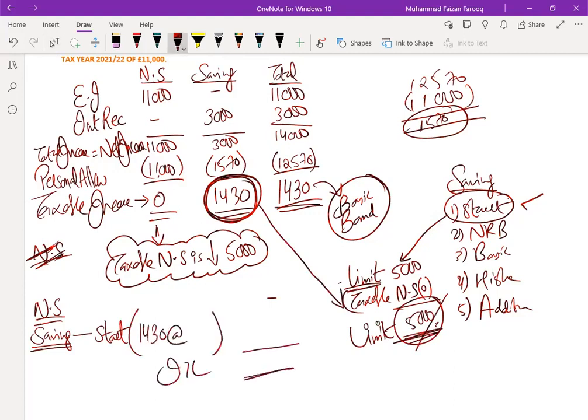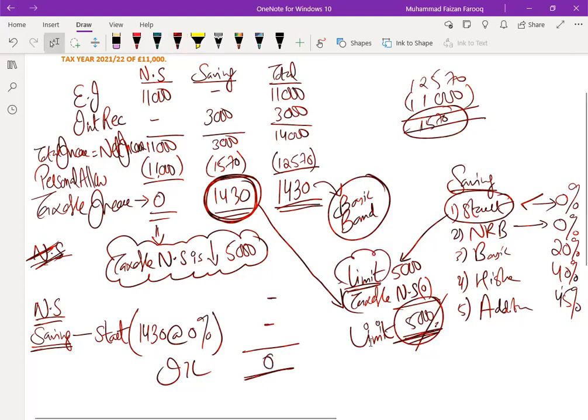In start band, the rate of tax is 0%. In basic band we have 20%, in higher 40%, in additional 45%. The rate of tax is zero, meaning no tax. Your savings income falls within the limit of start band, so you don't need to pay any tax to the government. It means your income tax liability is zero. Any questions? No questions. Please copy it.